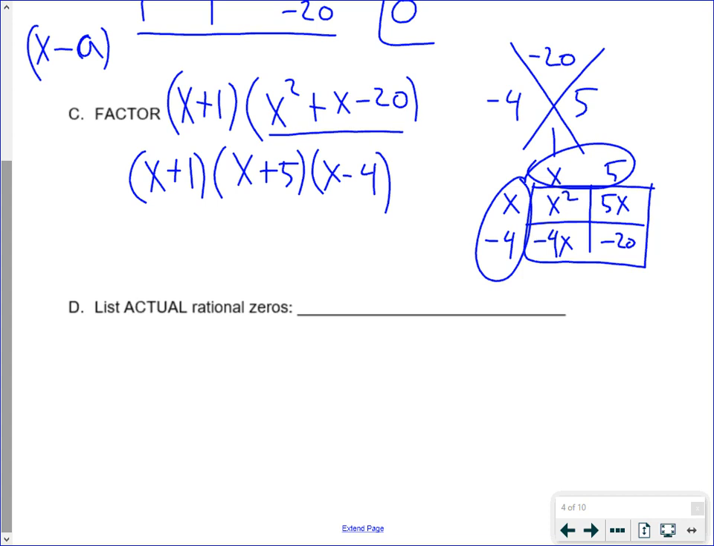Okay? So our actual rational zeros will be each one of these factors set equal to 0 and solve for x, or in other words, negative 1, negative 5, and 4. So our actual rational zeros in this problem is right here on D. All right? So now what I want you guys to do is pause the video and take a crack at number 2, and I'll pop up the answer in a bit, and you can compare what you got with what I got.